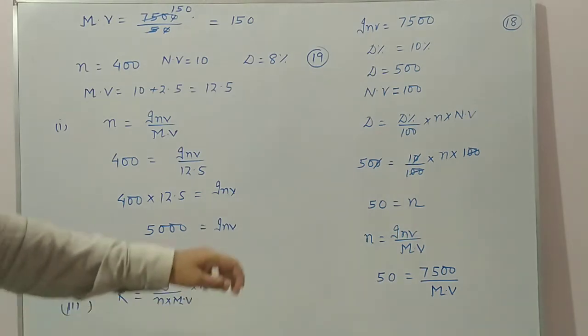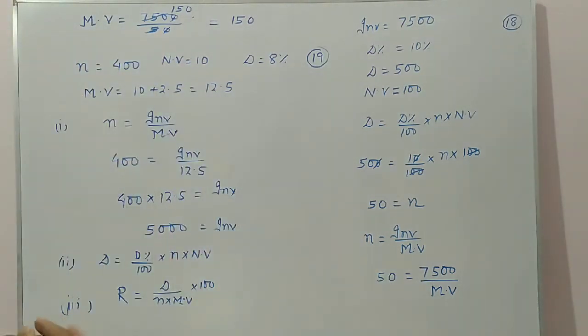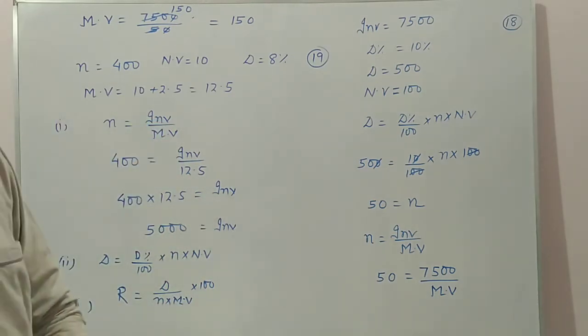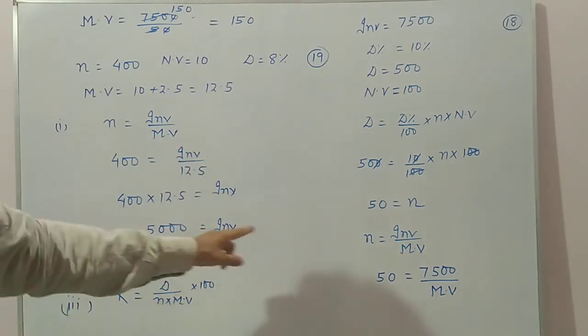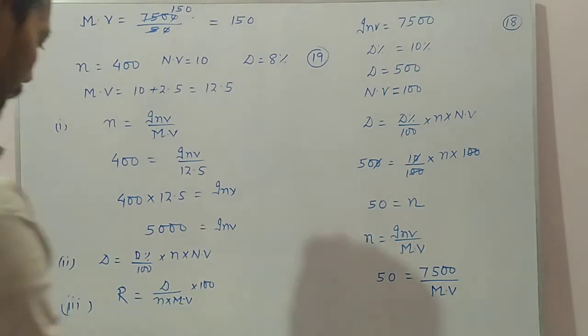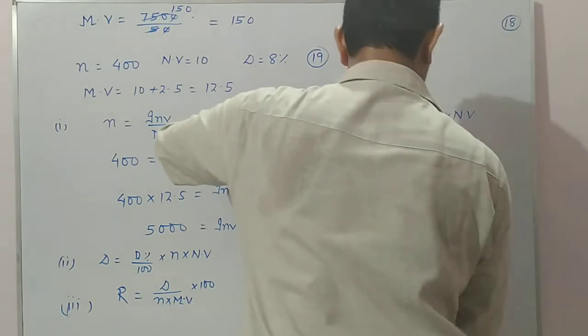In question number 19, a man buys 400 shares of nominal value 10 at a premium of rupees 2.5. So market value will be rupees 2.5 more, 10 plus 2.5, that is 12.5. Dividend percent is 8%. First of all, we have to determine the investment: number of shares 400 into market value 12.5, so we are getting investment 5,000. Then again we require dividend, that is dividend percent by 100 into number of shares into nominal value. Everything is given there, so the remaining part you can do.